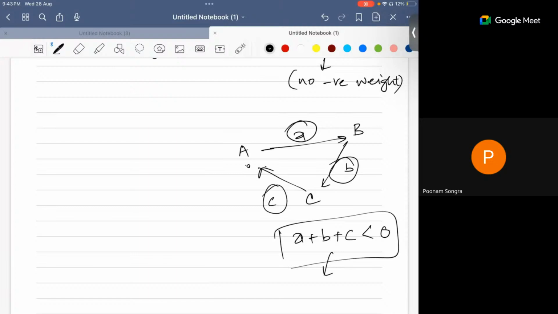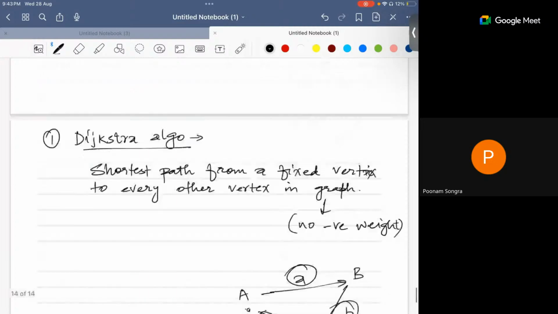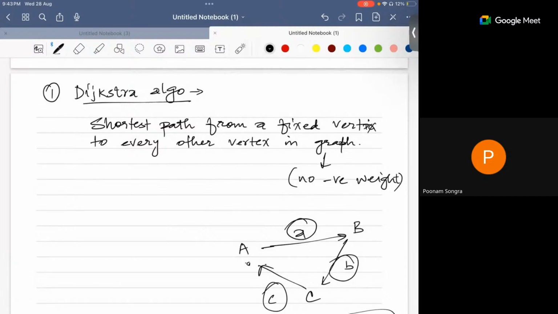Okay. So Dijkstra's algorithm is used to calculate the shortest path from a fixed vertex to every other vertex in the graph. And the graph should not have a negative edge weight. Okay, no negative edge weight. Then you can use Dijkstra's algorithm.